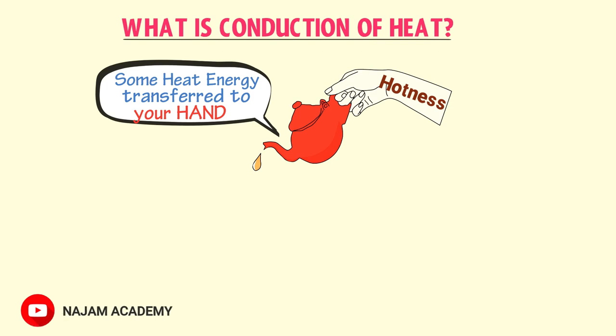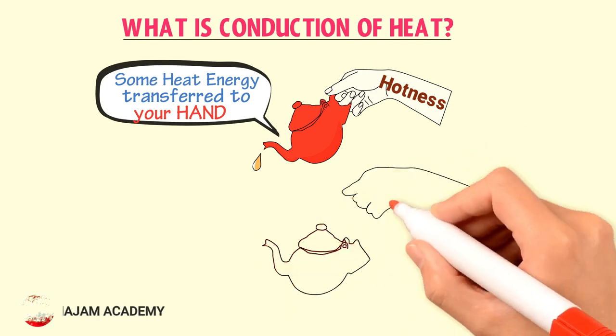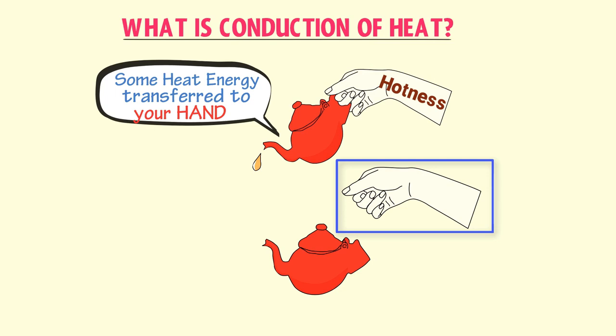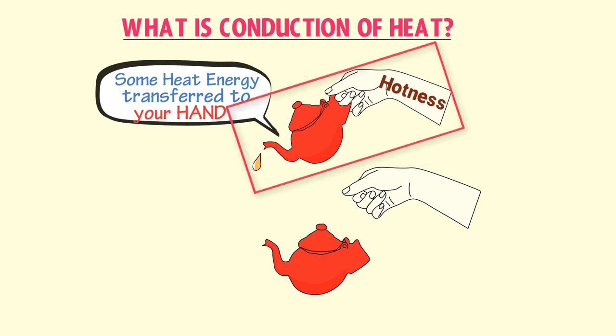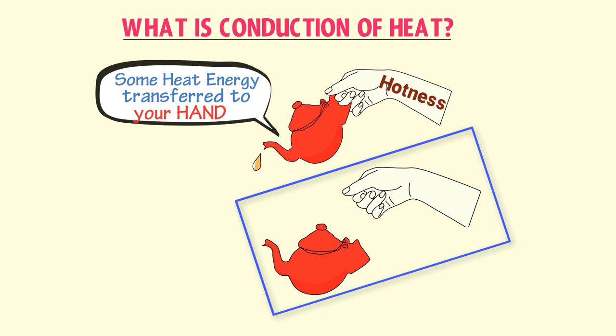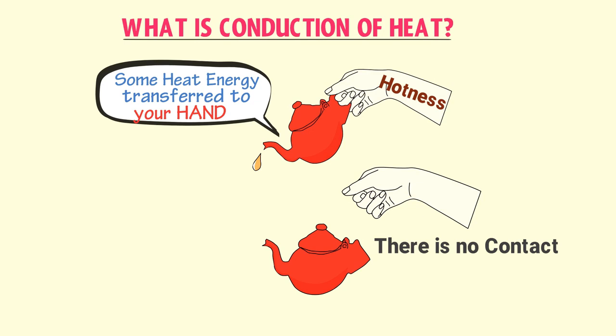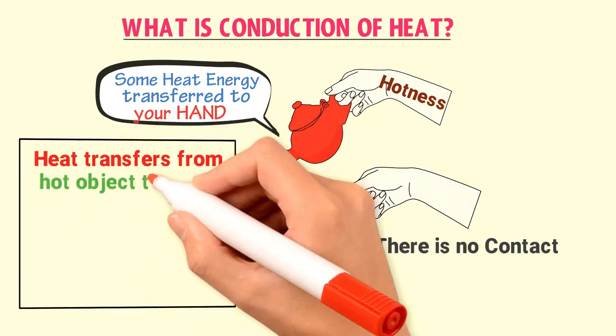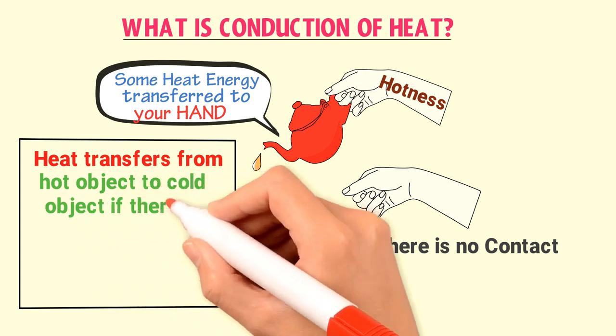Now let's consider another case. If you keep your hand away from this hot object, do you feel the hotness of this hot object? The answer is no. Because in the first case, your hand touched this hot object. There is contact between your hand and this object. While in this case, your hand is away from this hot object. There is no contact between your hand and this hot object.